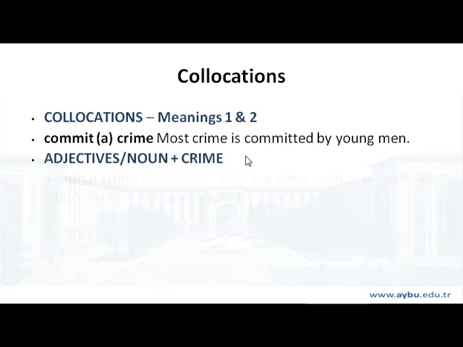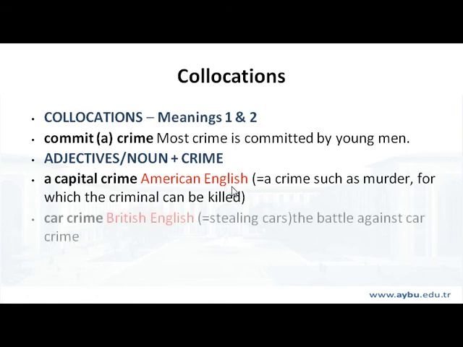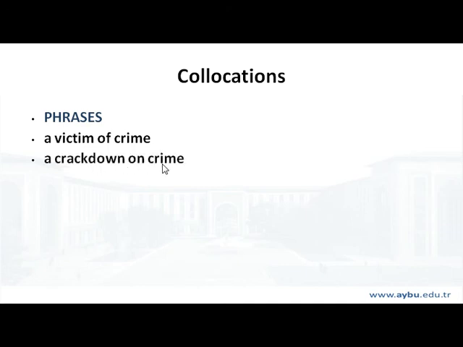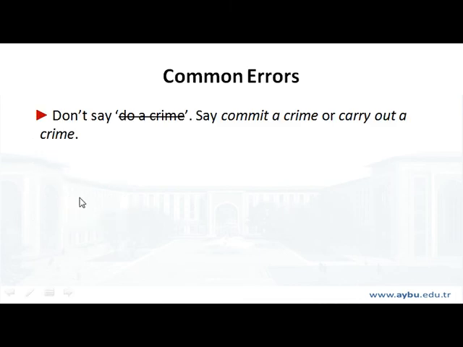Adjectives or nouns plus crime. You see capital crime, and we have American English here, which is mentioned. Car crime, British English, and the meaning is mentioned. So collocation is very important. There are phrases that we use: a victim of crime, crack down on crime. Crime plus noun. I chose just a small part of this huge piece of information. A crime wave, crime spree. These are all the words that we can use with crime.